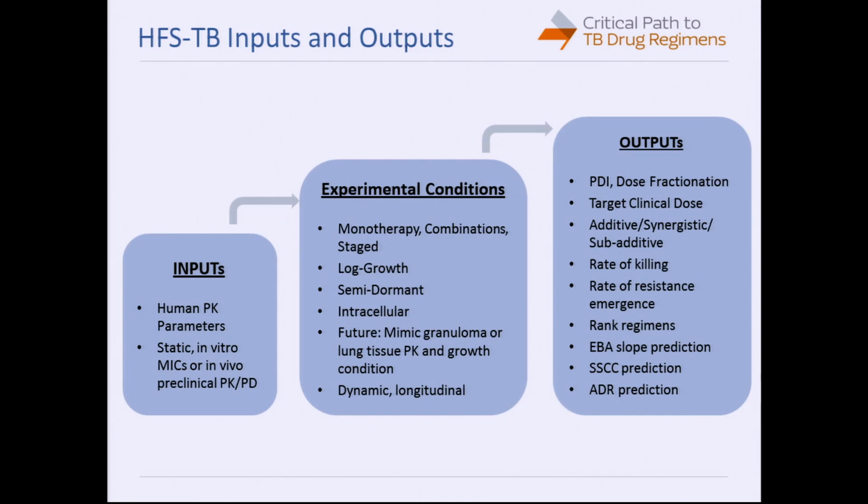Outputs: target clinical dose, the rate of killing, the potential for rate of resistance emergence, how we can rate order regimens, onward and upwards. Some of that was mentioned in our qualification document. Some of it is just continued information that we're learning in the application of this tool itself. So now I'm going to move into the new stuff, the really, really good stuff.